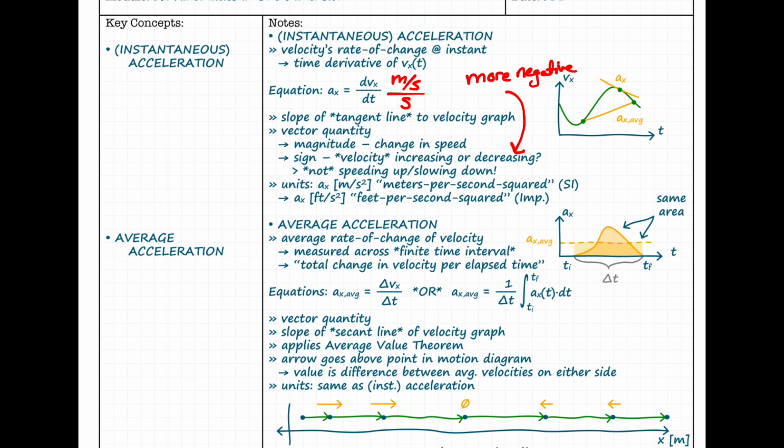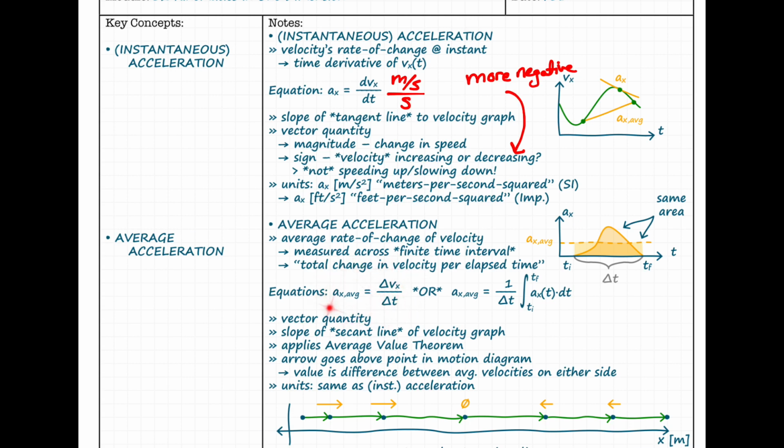Beyond the instantaneous acceleration, we can also find the average acceleration, mirroring what we saw for the relationship between position and velocity. Our relationship here between velocity and acceleration is still a rate of change. So the average acceleration is the average rate of change. That's the change across a finite time interval, and it's the total change in velocity divided by that finite time interval. So instantaneous acceleration is a derivative, an infinitesimal change in velocity and an infinitesimal change in time.